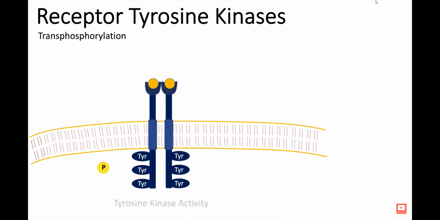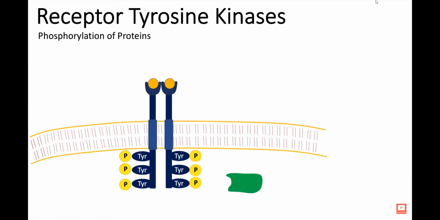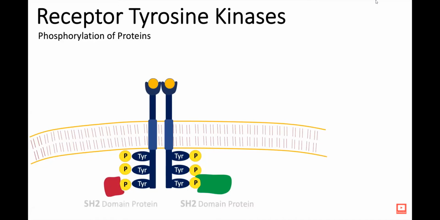And what happens here? We call this transphosphorylation, where one of these kinases phosphorylates the tyrosine of the other one. After a while, all the tyrosine residues are phosphorylated. So now remember what our kinase is doing. They can phosphorylate different proteins. So we have a protein here in green, and this one can bind to the phosphate residue on the tyrosine. These proteins which are capable of binding to the phosphate have an SH2 domain. Another protein, illustrated in red, binds to the phosphate on the tyrosine here.